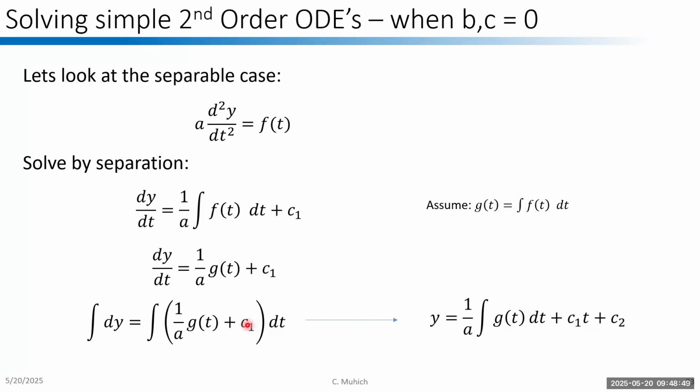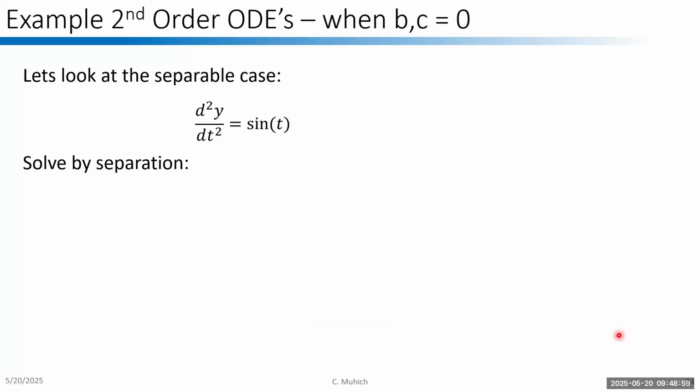because this c1 term gets its t, and then I have a second constant of integration, C2. Okay, so let's look at what this might look like in an example.